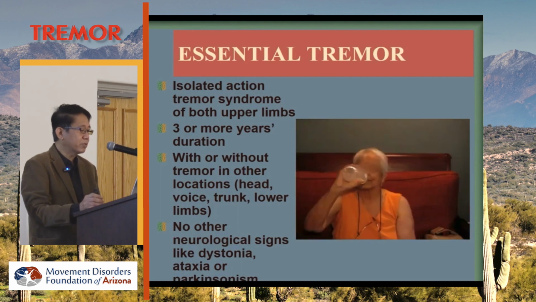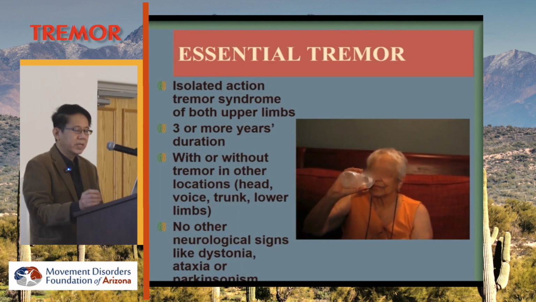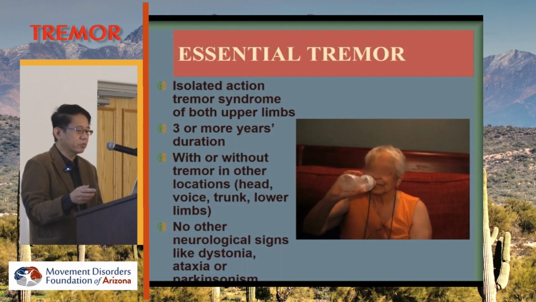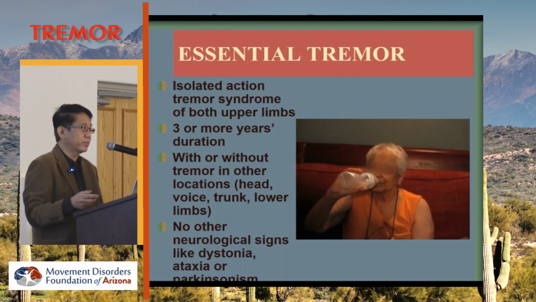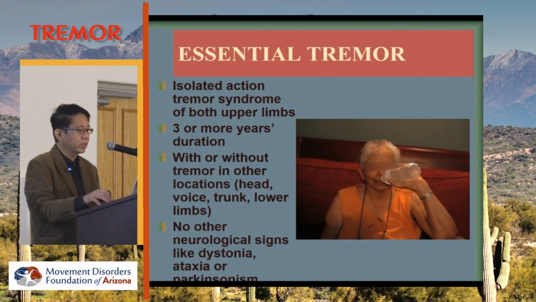Now this tremor can be associated with tremor elsewhere like the head, the voice, the trunk, or lower limbs. And the classic pure essential tremor has no other neurological signs or symptoms. So this is an example of an isolated tremor syndrome.